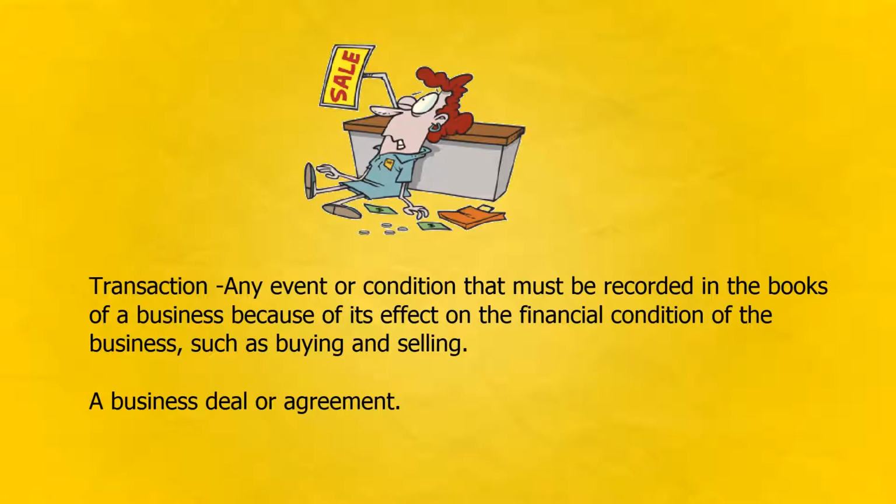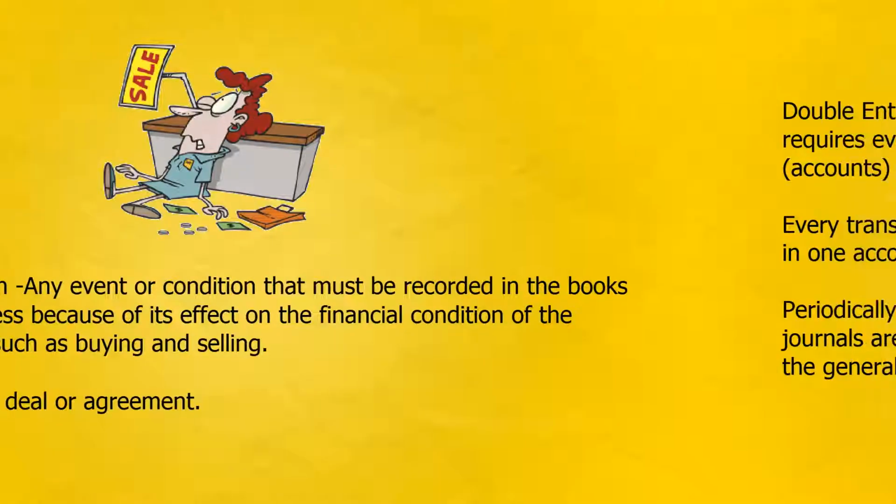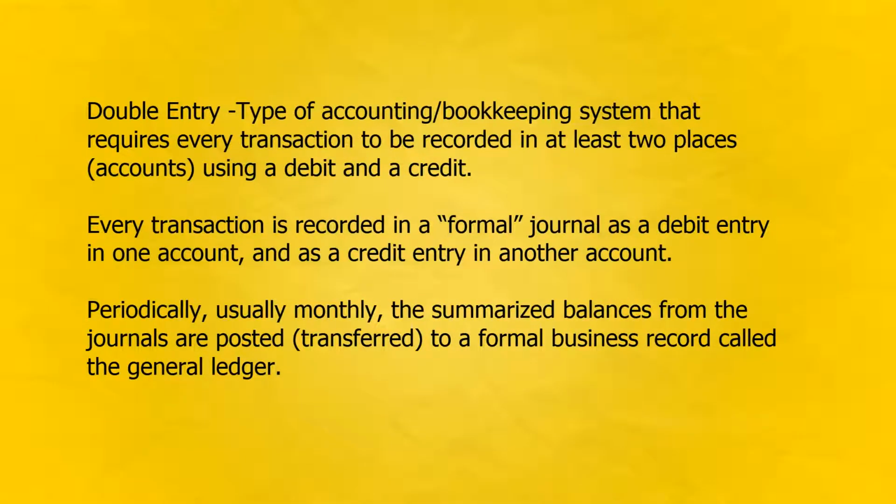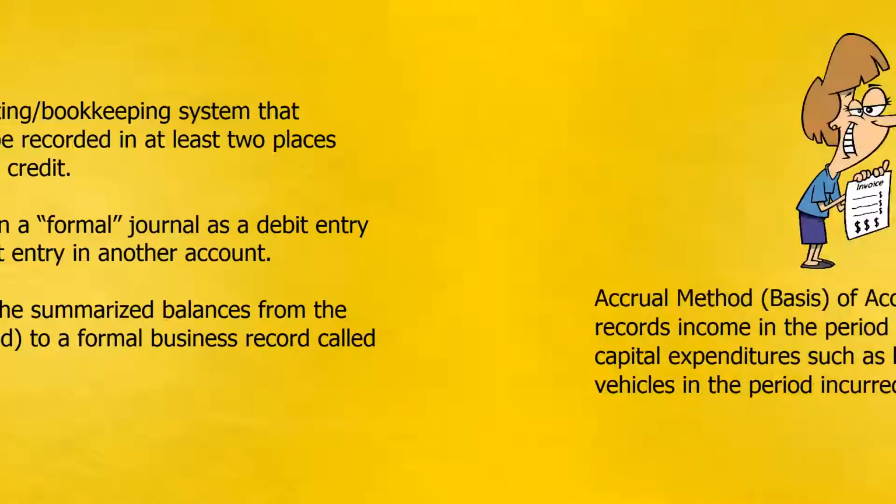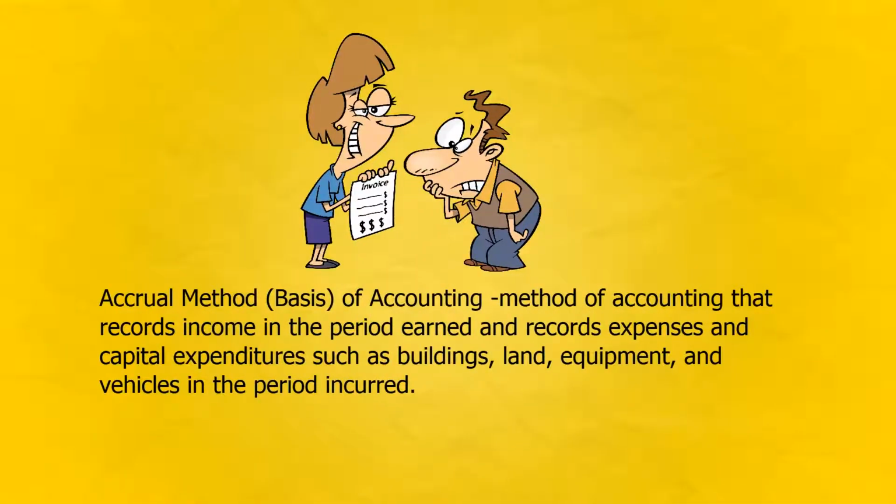Double entry: a type of accounting bookkeeping system that requires every transaction to be recorded in at least two places, accounts, using a debit and a credit. Every transaction is recorded in a formal journal as a debit entry in one account and as a credit entry in another account. Periodically, usually monthly, the summarized balances from the journals are transferred to a formal business record called the general ledger.